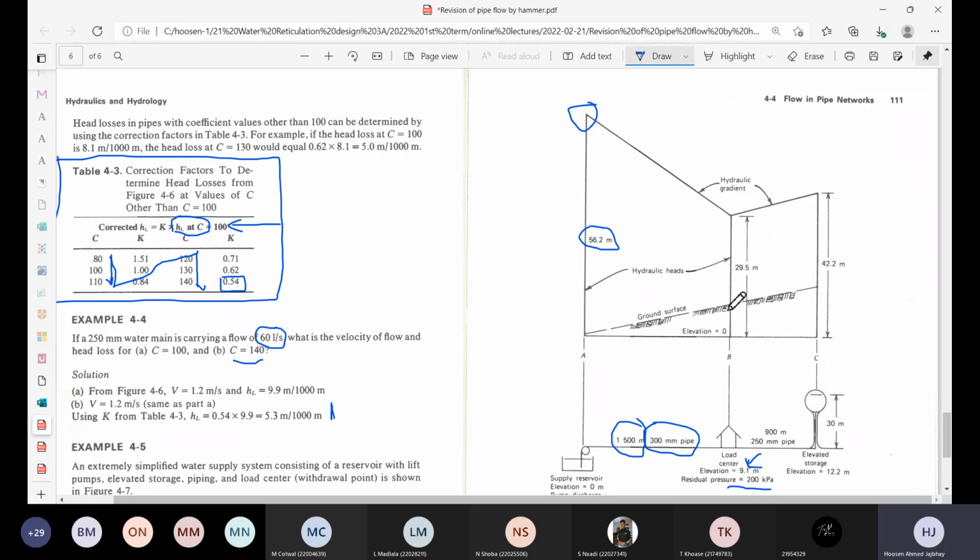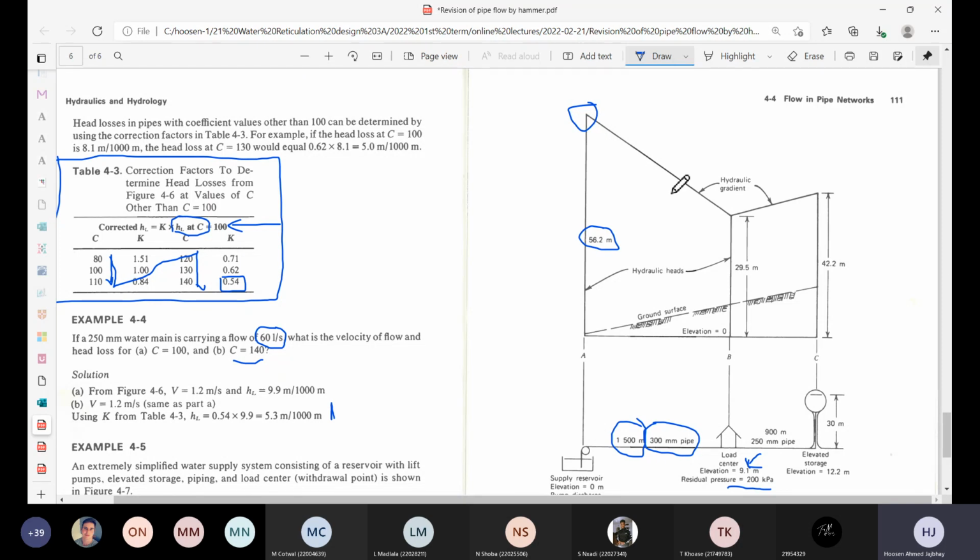So the pressure in that pipeline at point B would be 29.5 minus the 9.1, which is the elevation head. So minus that height, that's the elevation head that I'm showing you with my cursor right now. So that's what the residual pressure is telling you. There's quite a bit of head loss in that pipeline from point A to point B.